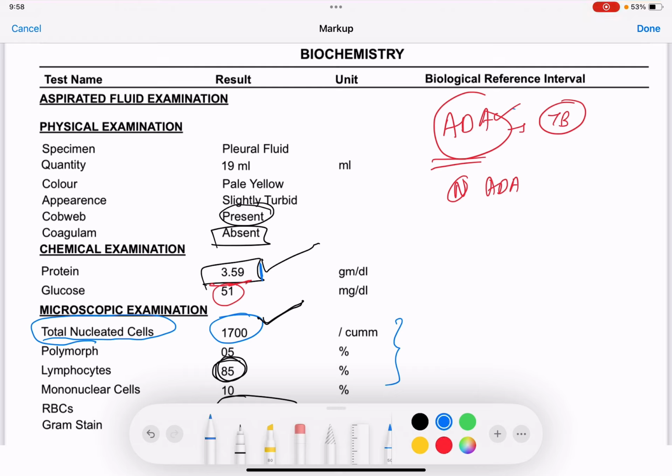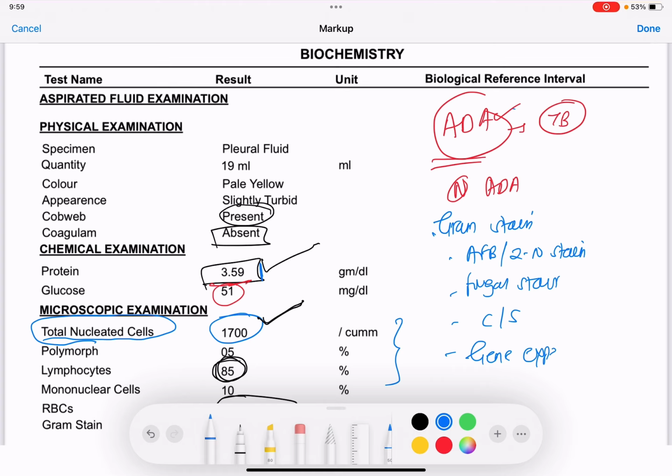The other things which we must always do are gram stain, AFB stain or ZN stain for tuberculosis, then fungal stain, then culture and sensitivity, and gene expert for TB. These tests should always and always be considered in a patient who has a pleural effusion.